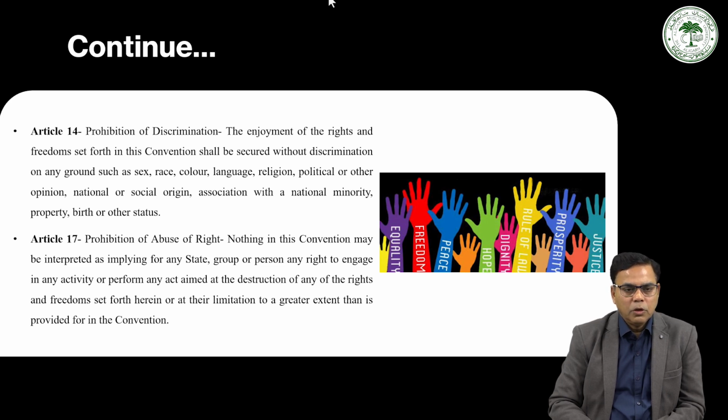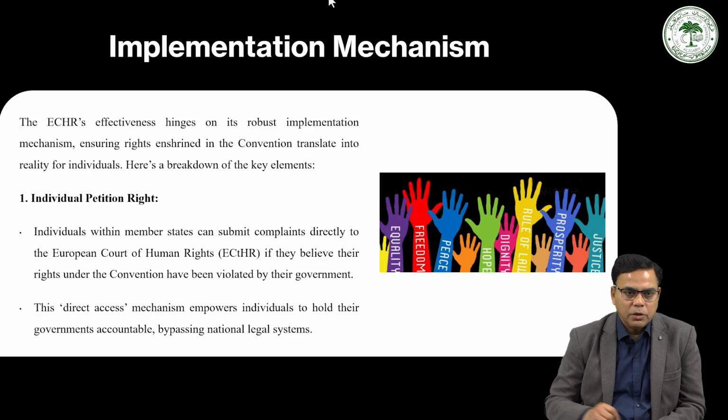Article 17, prohibition of abuse of right. Nothing in this convention may be interpreted as implying for any state, group, or person any right to engage in any activity or perform any act aimed at destruction of any of the rights and freedoms set forth herein or at their limitation to a greater extent than is provided for in the convention. So again, you see restrictions and all, they are justified in this sense.